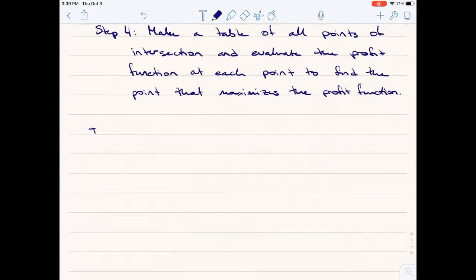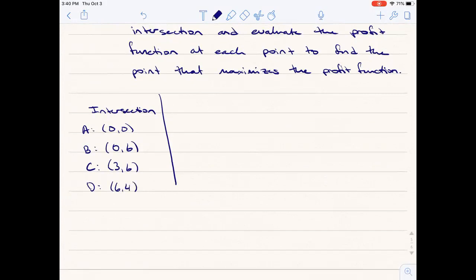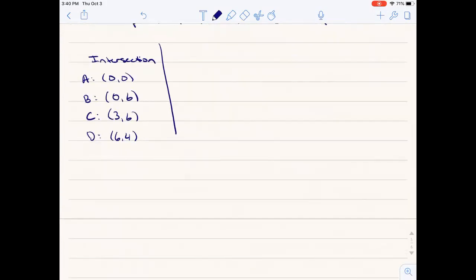So again, I've got my intersections here. I'm going to list them. A was 0, 0. B was, instead of scrolling, I'll just steal it from here, 0, 6. C was 3, 6. D we just found is 6, 4. And E we found earlier was 8, 0.